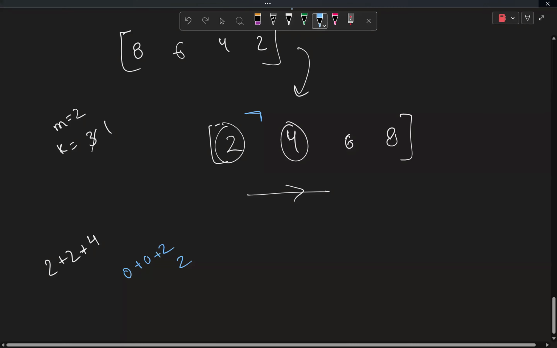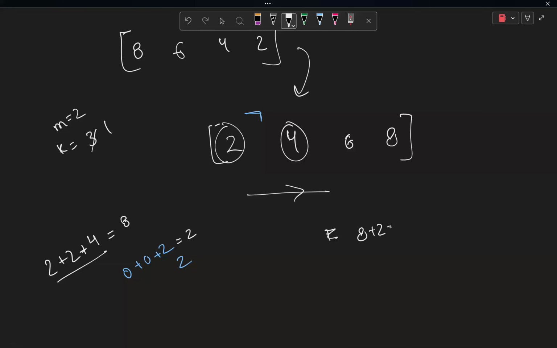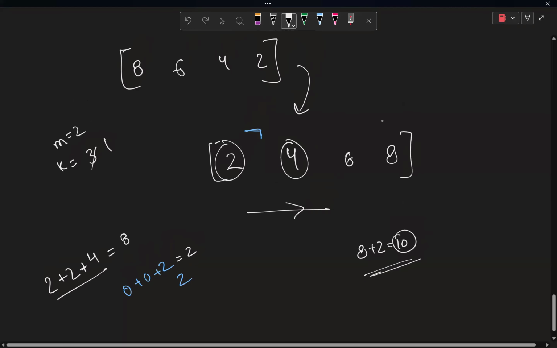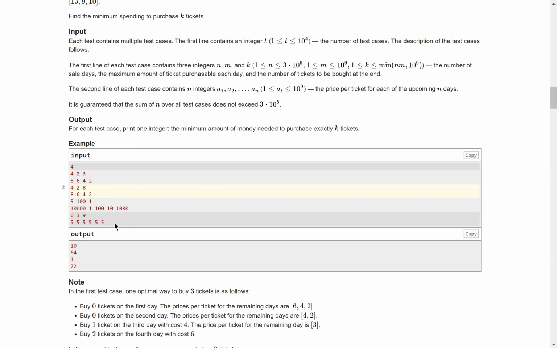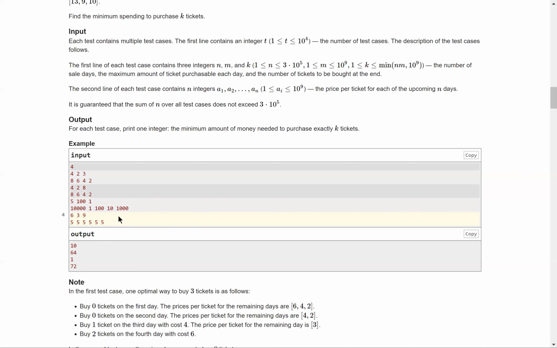So the answer is coming up to be 2 plus 2 plus 4, that is 8, and 0 plus 0 plus 2, that is 2. So you have 8 plus 2 equal to 10 here as the final cost. So we just tried to dry run the approach on the example test case. Similarly, you can dry run it on the other test cases also.